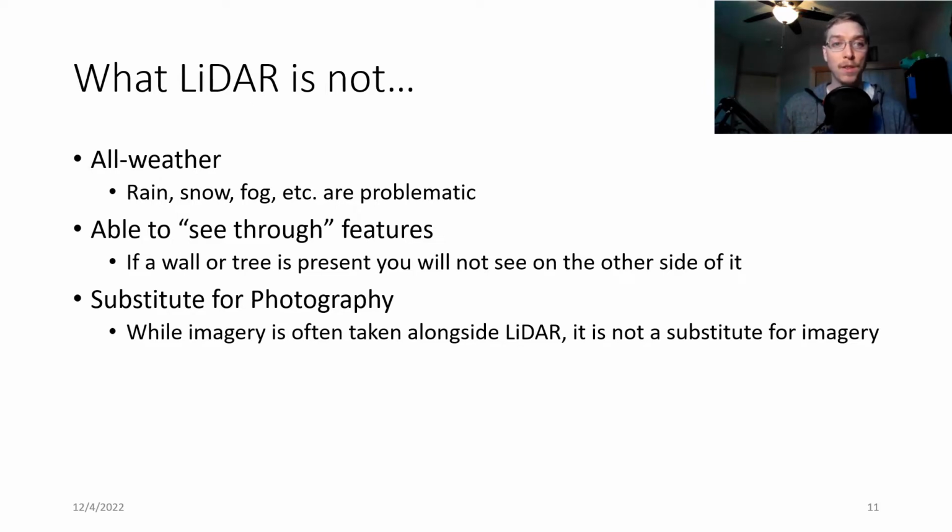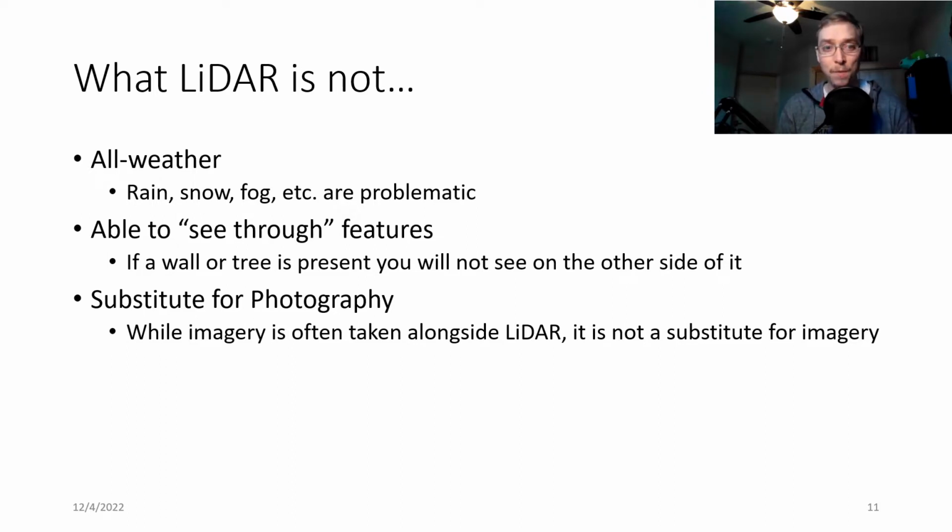It is not able to see through features, as we said before. It's optical. If there's a wall or a tree in front of you, you're not going to see on the other side of it. So you have to accommodate that, and you have to build that into whatever your sampling strategy is, or you have to accept that you're going to be unable to see some features within the landscape.